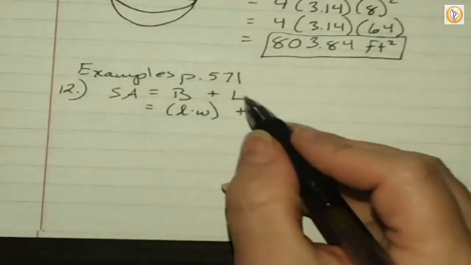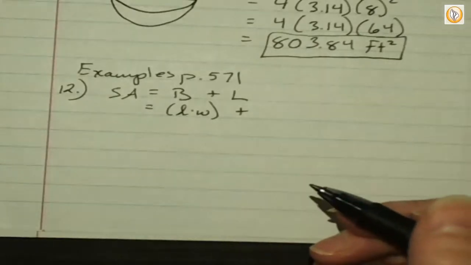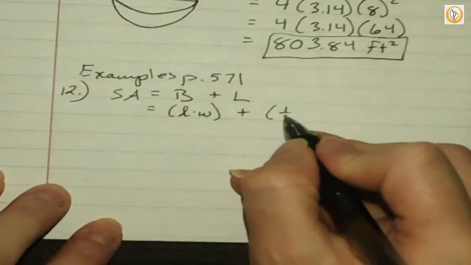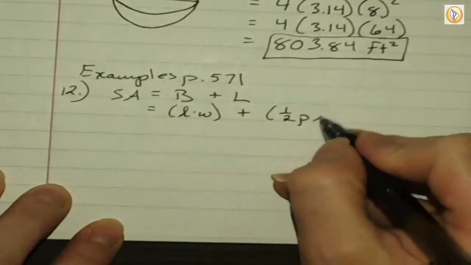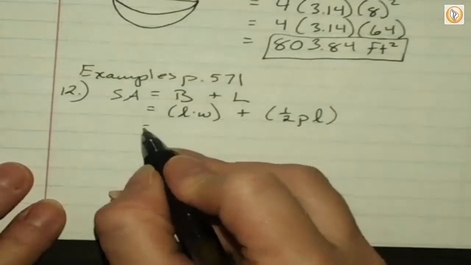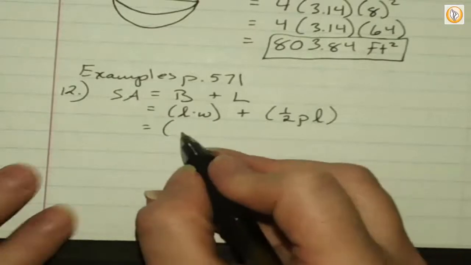Okay, now what is the L, Michaela? 1/2 PL. 1/2 times perimeter times slant height. Very good. And luckily for this shape, they've given you pretty much everything you need. So Michaela already said the length and width is 6 times 6.